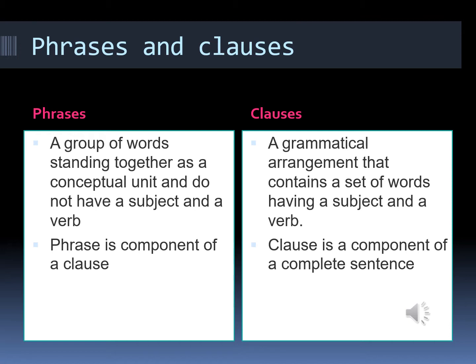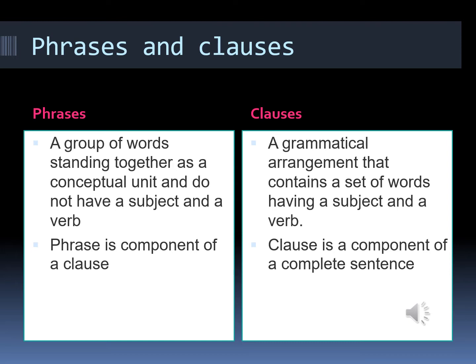So before going into clauses in detail, we can see the difference between phrases and clauses. We have already done phrases in the last class, and during conjunctions itself, a brief idea about clauses was given. So we can see the difference. A phrase means it is a group of words that are standing together as a unit, and it does not have a subject. You will not be able to see a subject and a verb there.